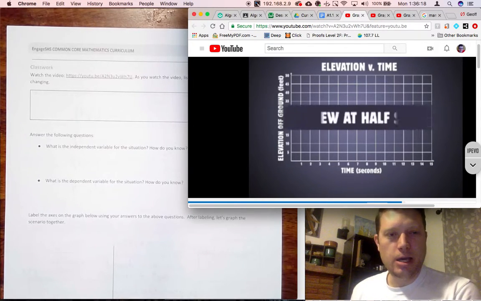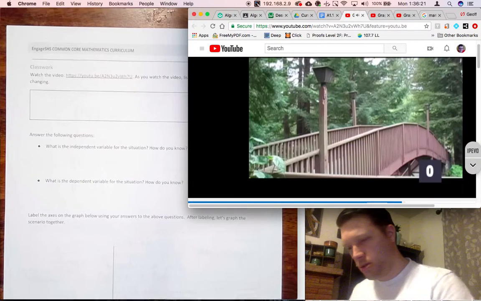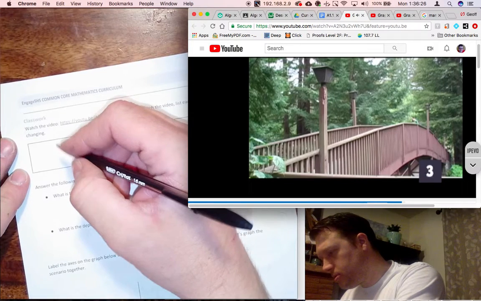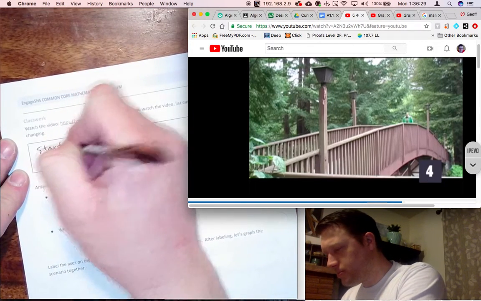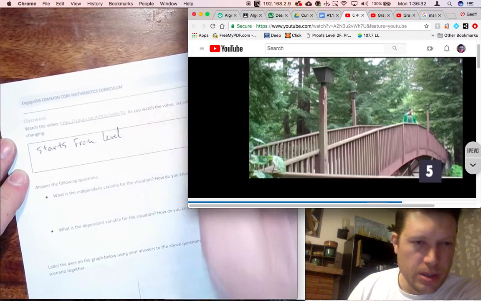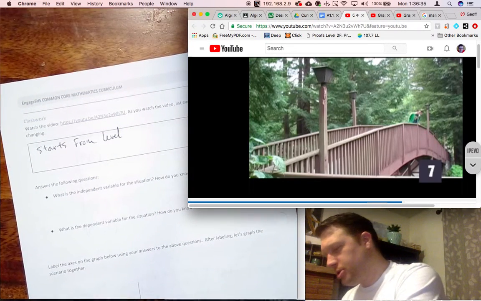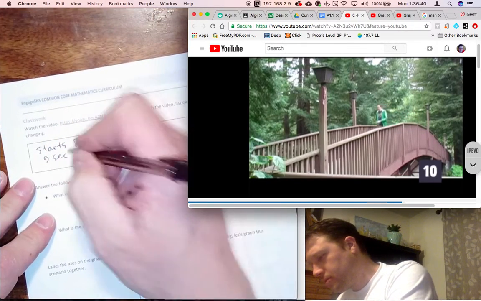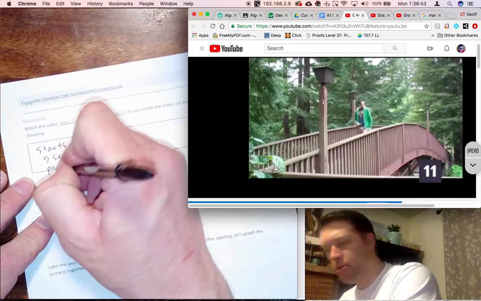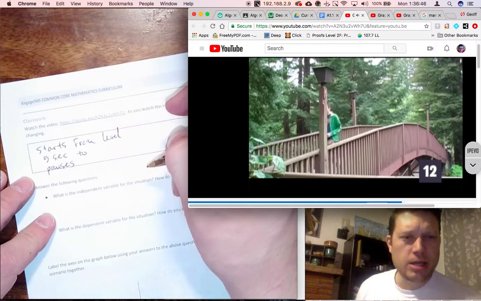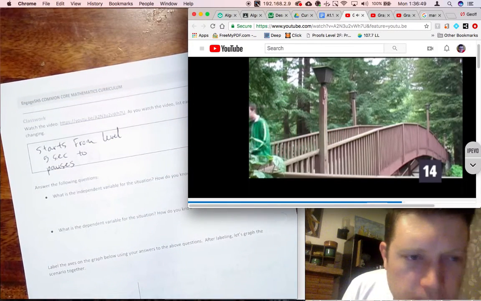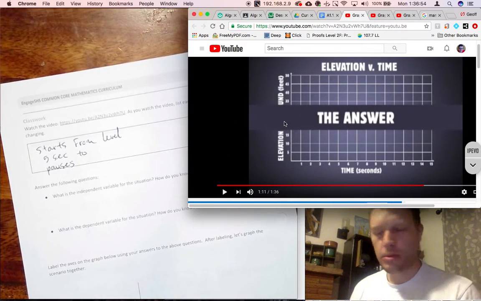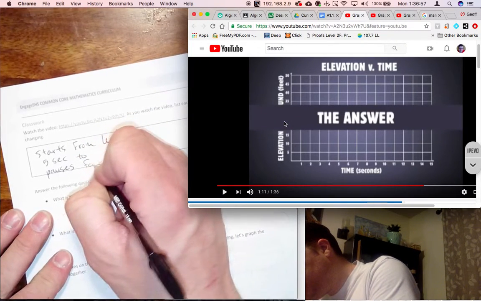It looks like he starts from level. Takes him about 5 seconds to get to the top of the bridge. He pauses for a couple of seconds and then walks down the bridge again. He gets to the end of the video, down to the bottom by 14. Okay. Nope. Don't want to show you yet. Okay. Pauses for 2 seconds.